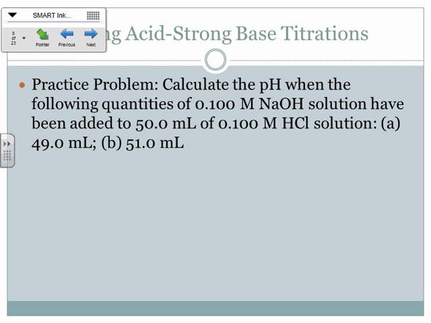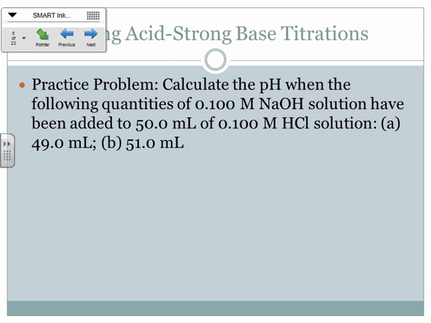Okay, here's a practice problem. Calculate the pH when the following quantities of 0.1 molar NaOH solution have been added to 50 milliliters of 0.1 molar HCl. So first of all, 49 milliliters, and then second of all, 51 milliliters. Okay. So for A here, what stage of the titration are we at? Think about the 4 stages we just talked about.